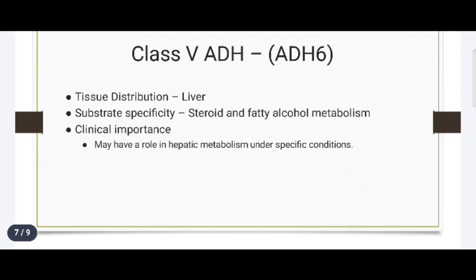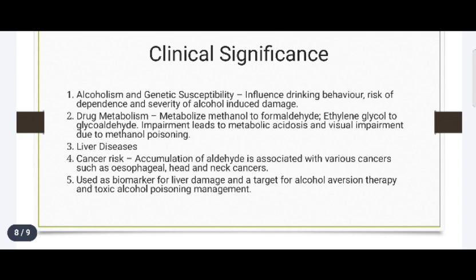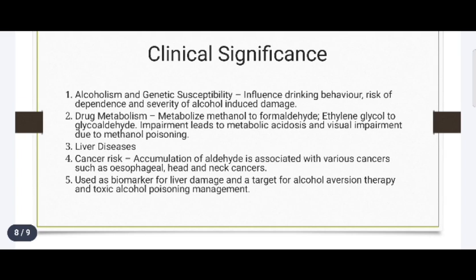Coming to the overall significance of alcohol dehydrogenase, it contributes to alcoholism and genetic susceptibility, where it influences drinking behavior, risk of dependency, and severity of alcohol induced damage. It has a major role in drug metabolism, to metabolize methanol to formaldehyde and ethylene glycol to glycoaldehyde, and impairment in these metabolisms leads to metabolic acidosis and visual impairment due to methanol poisoning.